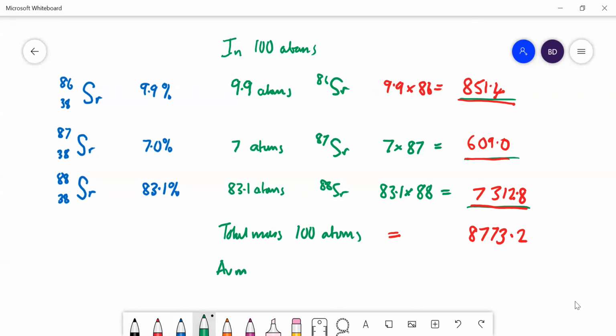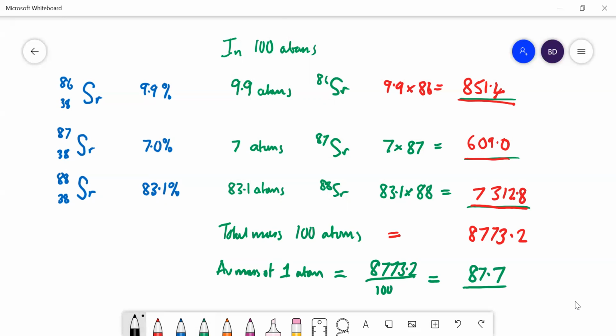The average mass of one atom is going to be 1/100th of that, so 8,773.2 over 100. I just give it to one decimal place. Usually the question will ask you how many decimal places to give it to. So I'll give that as 87.7. That is the answer, the relative atomic mass of strontium.